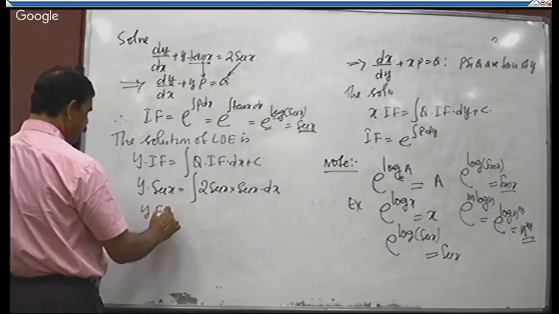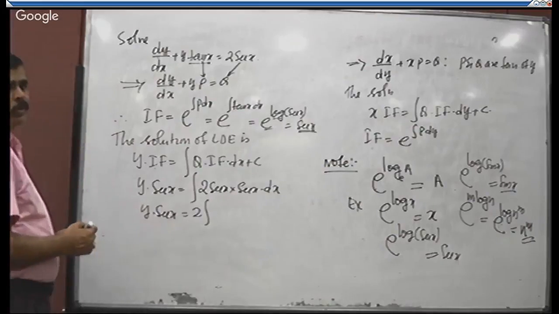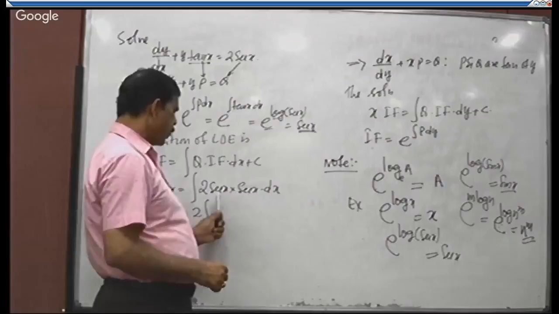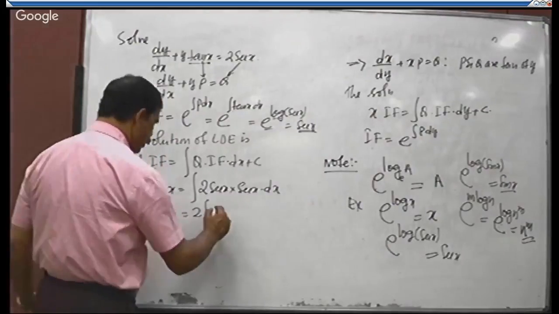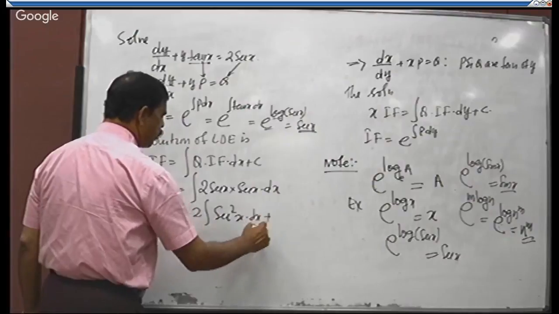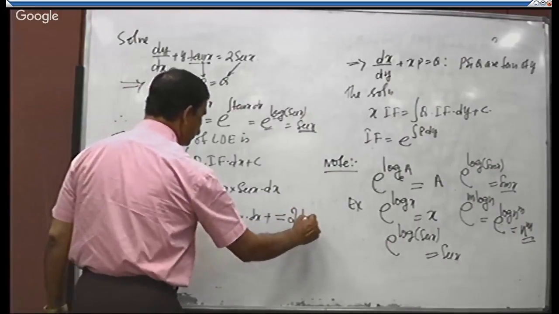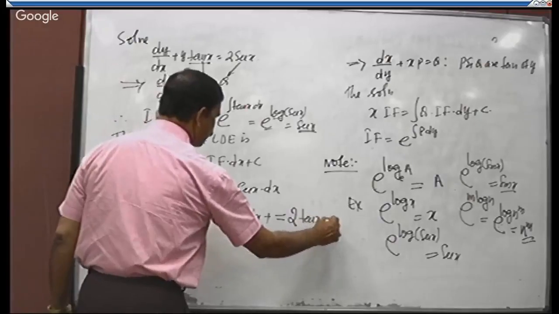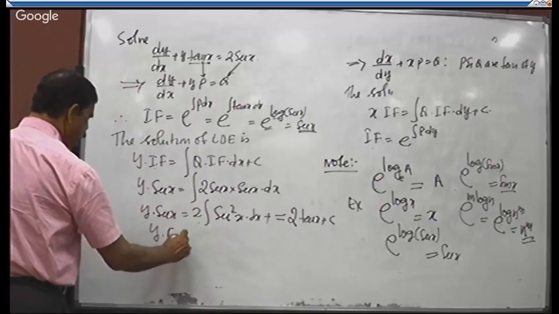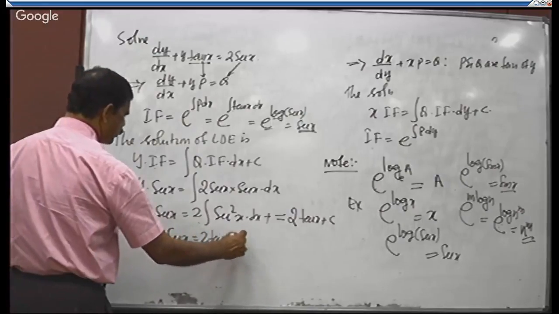y into secant x is equal to, you take 2 outside. What is remaining? Secant x into secant x. Secant x into secant x is what? Secant square x dx. Right? What is the integration of secant square x? It is tan x. Therefore, the solution is y into secant x is equal to 2 tan x plus c.